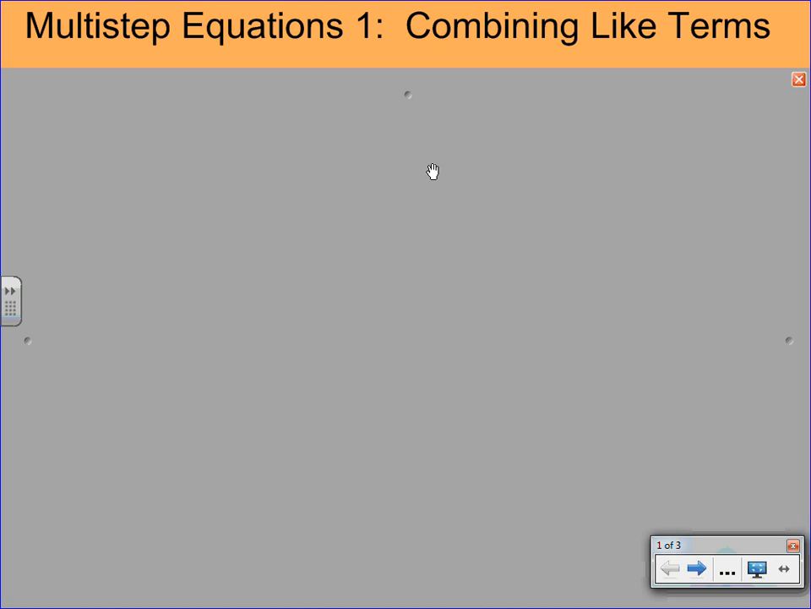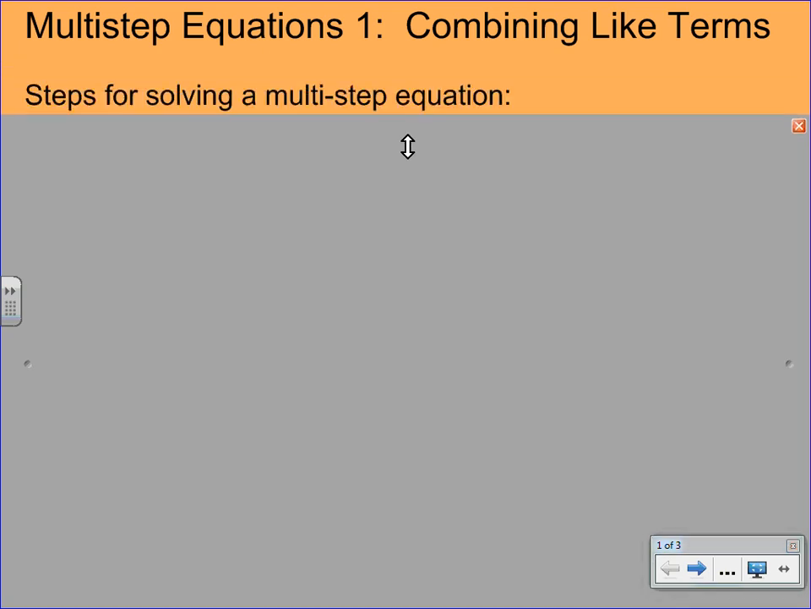Now this should be familiar to you because last week we worked on some worksheets where we just combined like terms and that's all we did. And this just means putting x's with x's, y's with y's, numbers with numbers, that kind of thing. So here are your steps for solving multi-step equations.